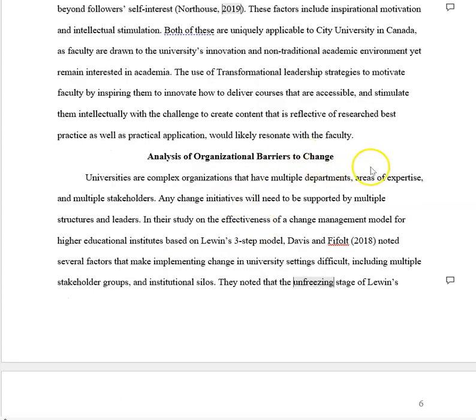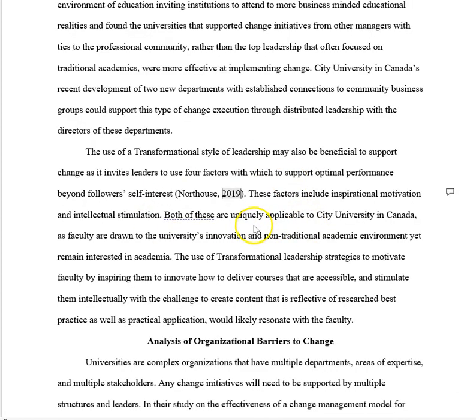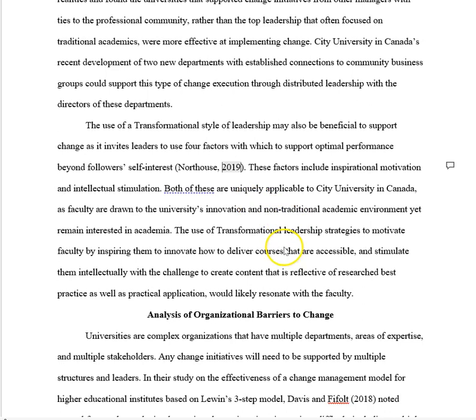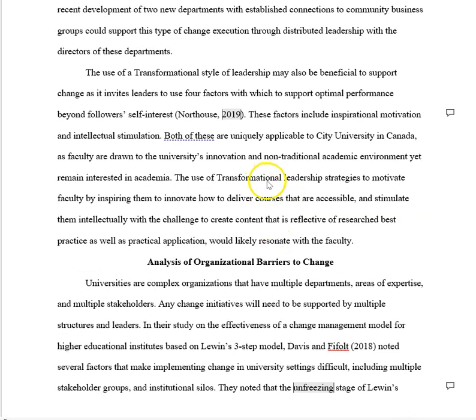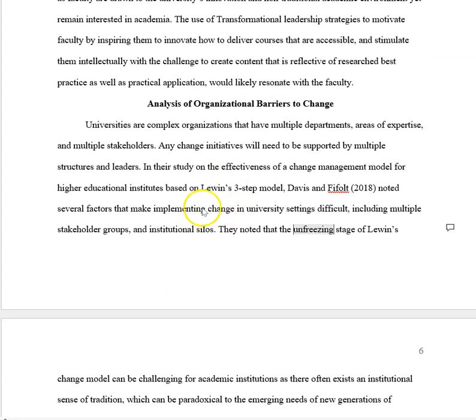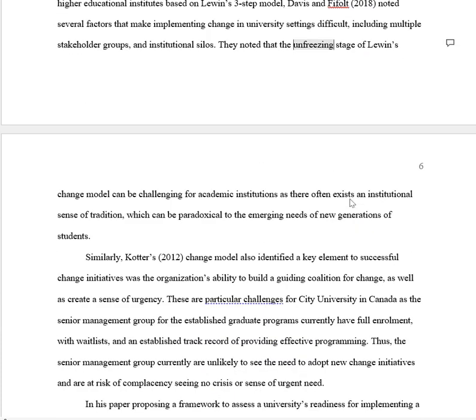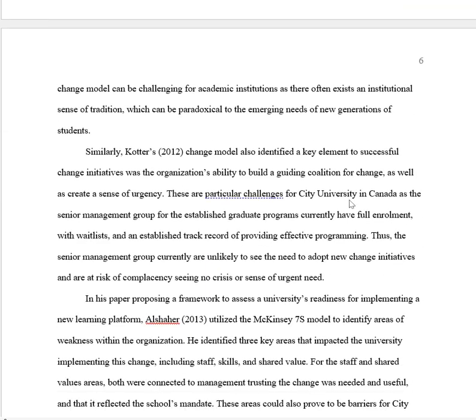Analysis of organizational barriers to change was one of the headings. So I would say this author really didn't do a very good job of supporting ideas from the scholarly literature of ideas that support transformational leadership. So he just touched the surface of it. Here he incorporated Lewin's three-step model and cited these two authors. But did he actually talk about barriers that go against organizational change?